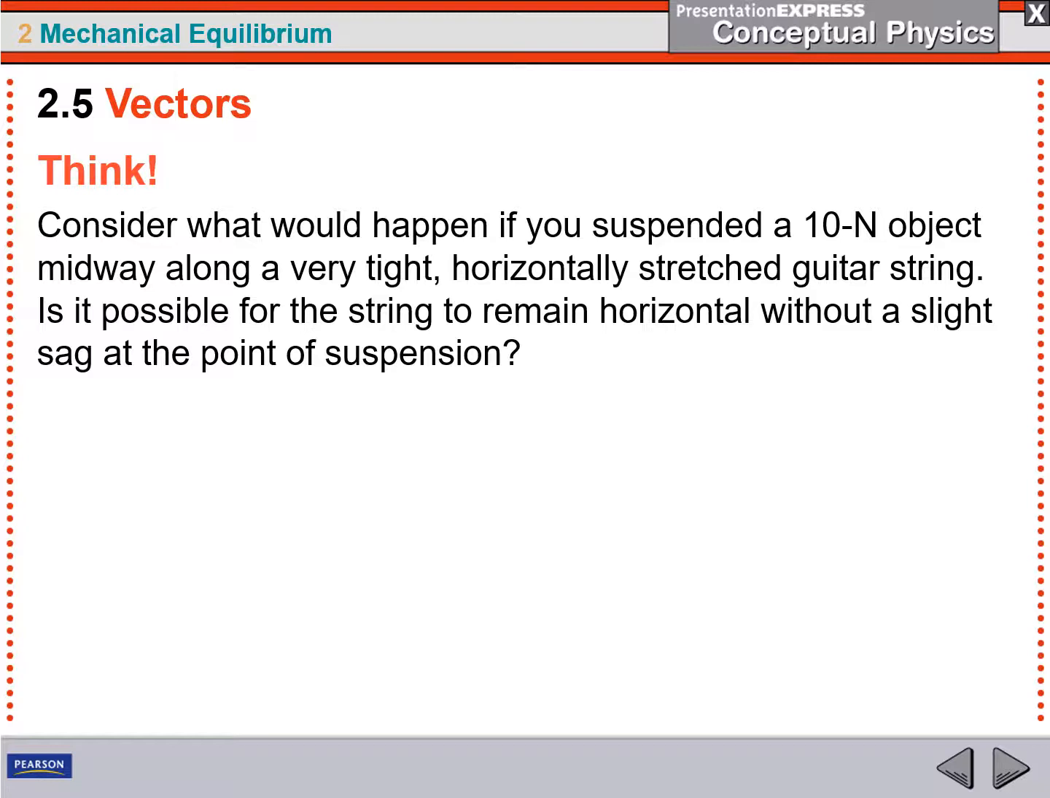What if you had something really tightly strung, like a guitar string, and you hung a weight from it, and then decided to tighten it up even more? Would it be possible to tighten it up so tight that it still went straight across, just like it did when there was nothing hanging from that string?